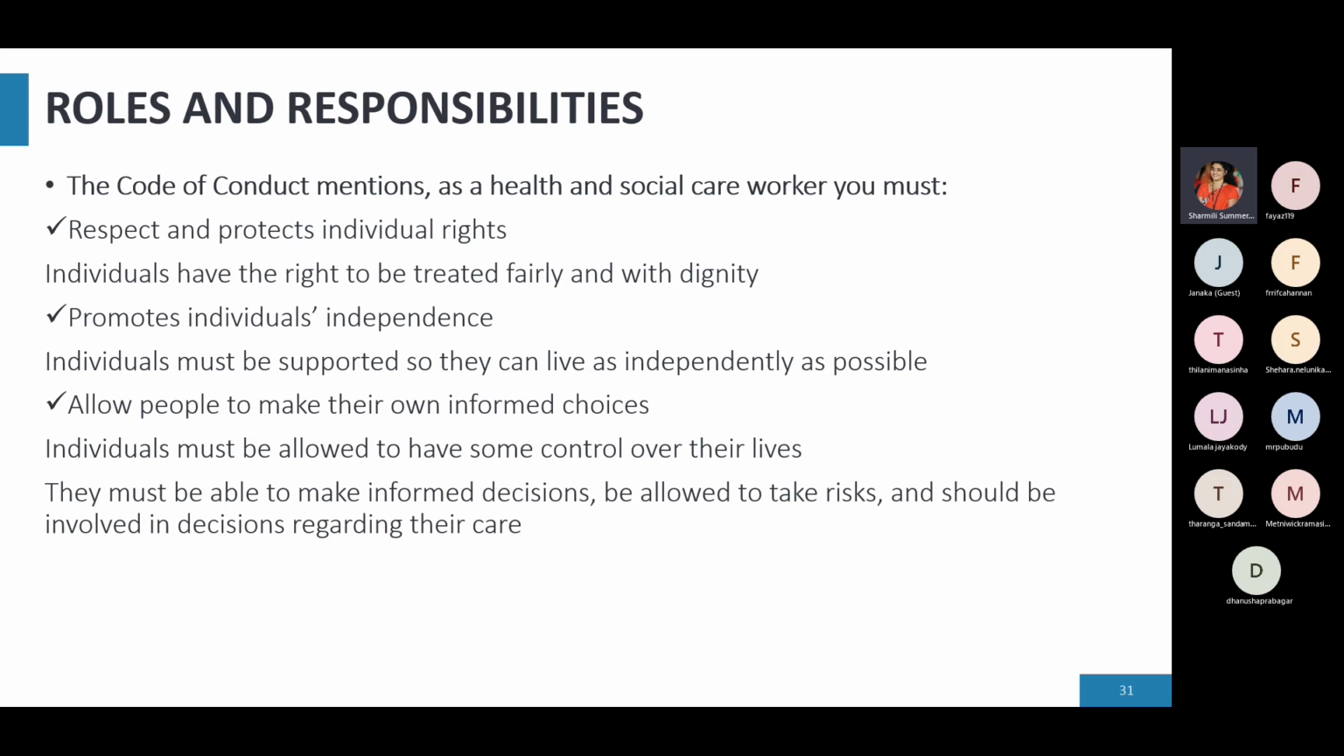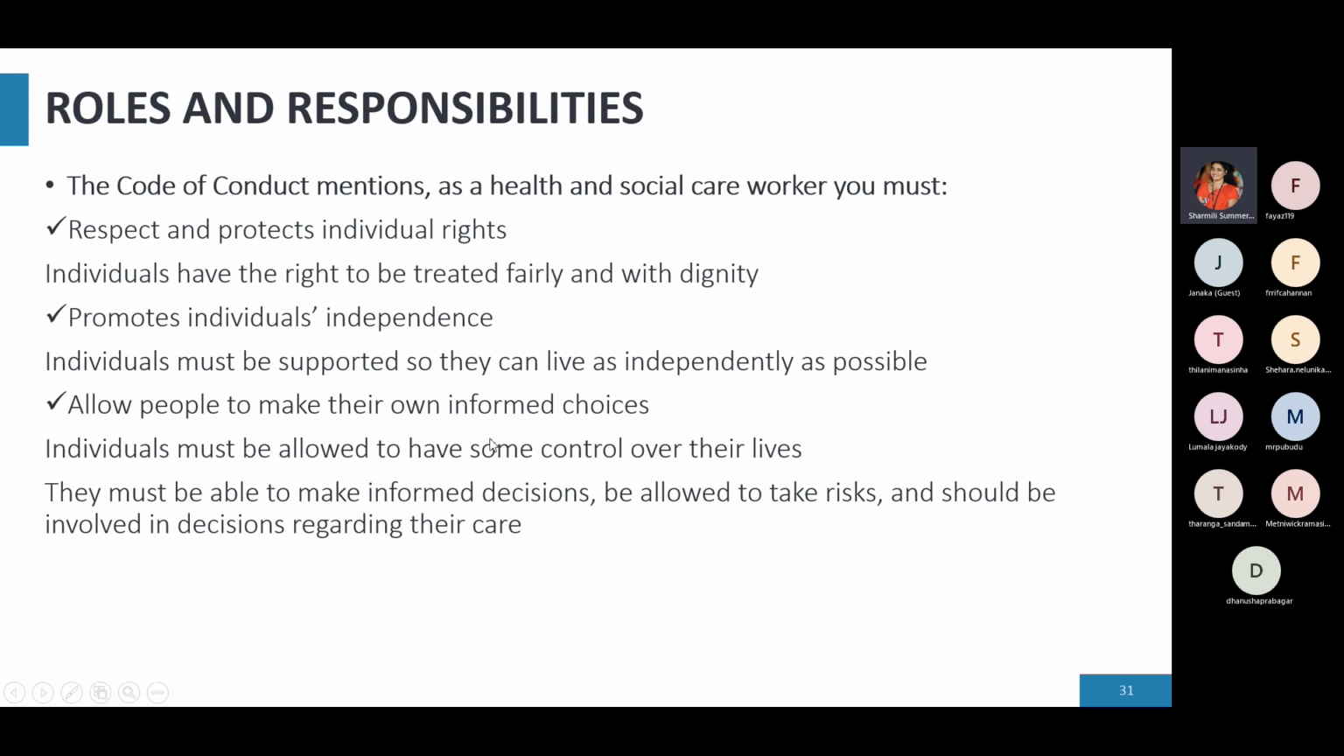Promotes individuals' independence. Yes. Individuals must be supported so they can live their best. Whenever we are providing care to the patient, you can't always allow the patient to be dependent on your care. We are going to provide care to a particular patient to some extent, and within that period we are also encouraging the patient to become independent without depending on our care. So it is important. That is why we call it promoting individuals' independence.